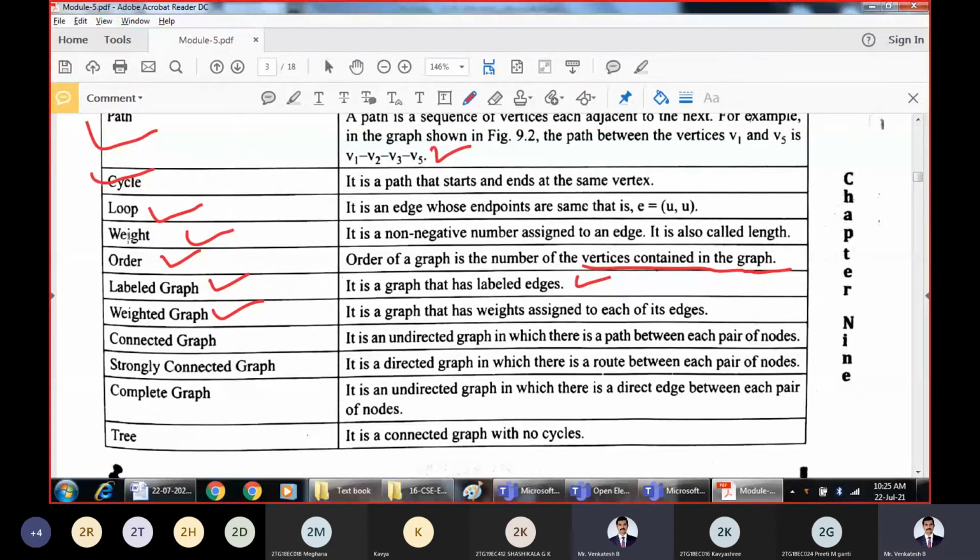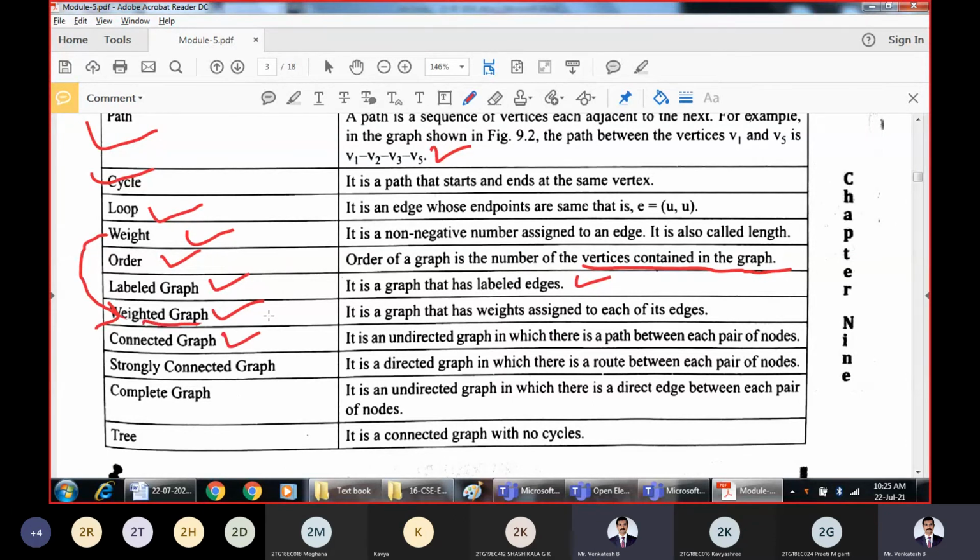Weighted graph, a graph in which every edge is assigned with weight, that is called as a weighted graph. That means a graph containing weight is called as a weighted graph. What is a weight? Some non-negative number assigned to an edge. And if there is a graph which is containing the weighted edges, then it is called as a weighted graph.